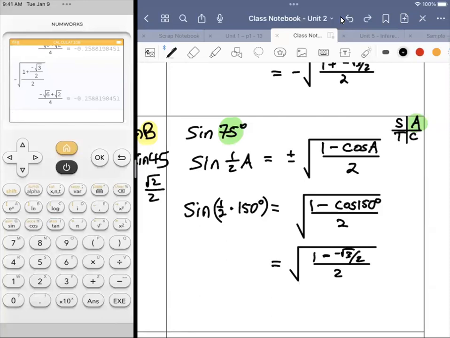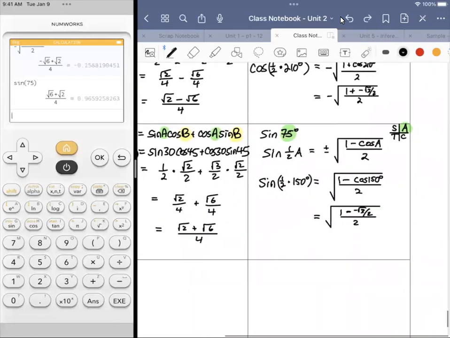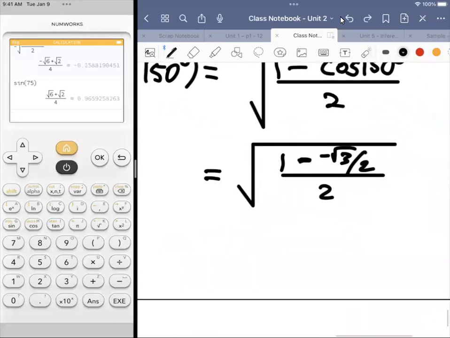So sine of 75. Oops, where'd the sine go? Somewhere. Sine 75 is equivalent to that. And by the way, that's what we got when we did it the other way. I want to see if this fraction, this radical expression, is going to yield the same thing. So radical 1, I'll do plus radical 3 over 2 all over 2, and see that it gives the same thing.